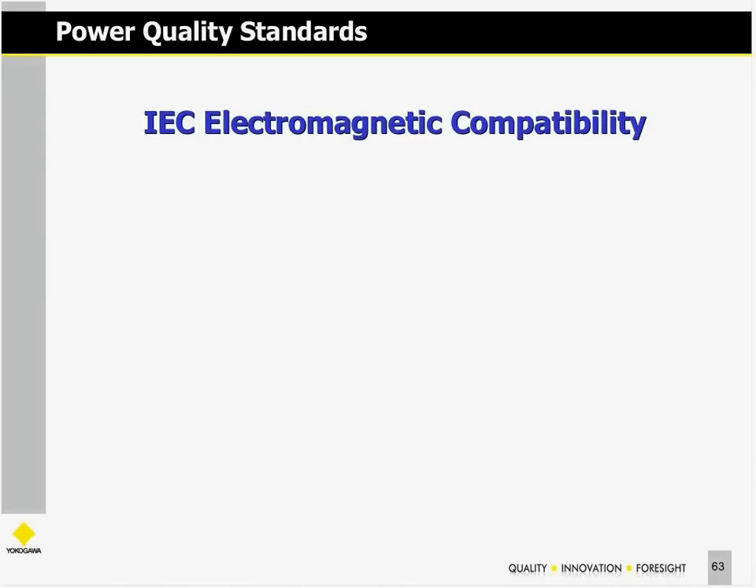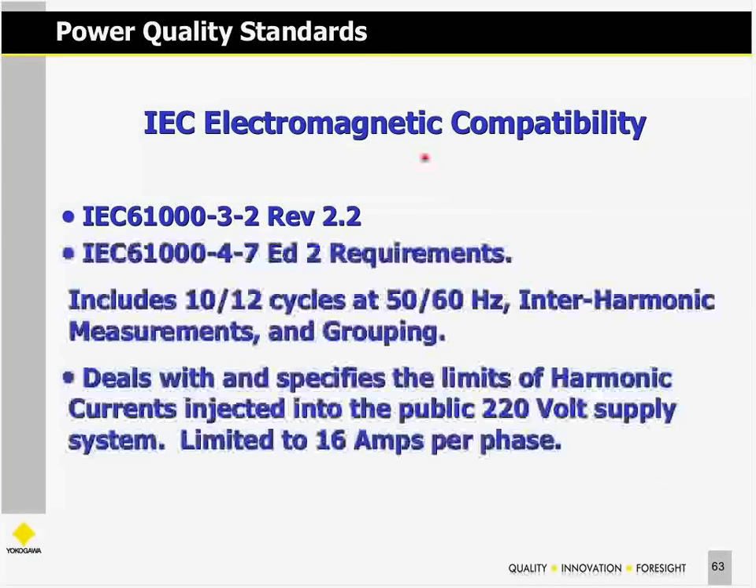Also, we get into some of the IEC testing. So if we're going to sell our products into Europe, we have to meet a lot of the IEC power quality standards. Some of these include the IEC 61000-3-2, revision 2.2, and then the IEC 61000-4-7, edition 2. But there's a lot of other IEC requirements also, but these are very interesting in the harmonic calculations, and that some of the new testing requires that we look at the inter-harmonics also, as well as just the standard integer harmonics.